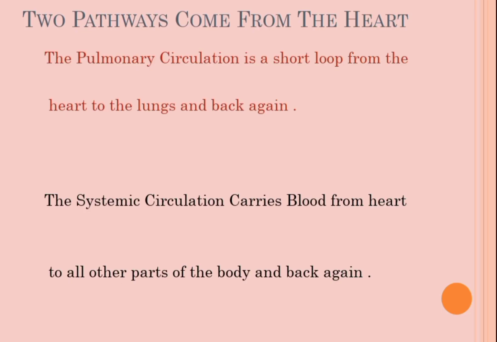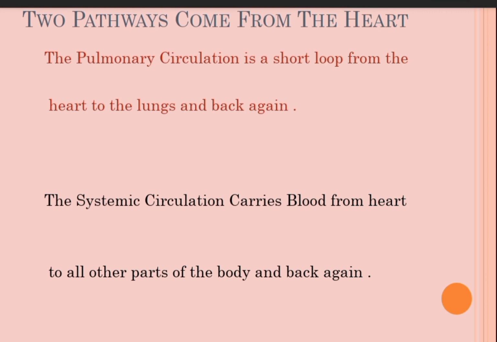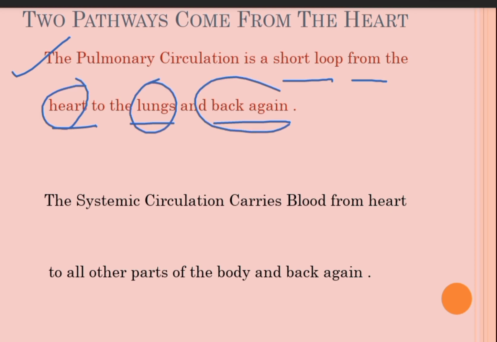Next, basically, in the circulation of blood, there are two pathways that come from the heart: the pulmonary circulation and the systemic circulation. First, the pulmonary circulation is a short loop from the heart to the lungs and back again. That means it's a loop from the heart to the lungs and back again.